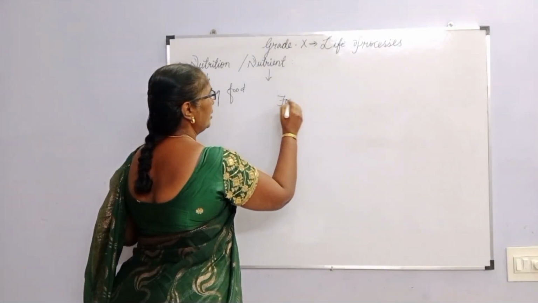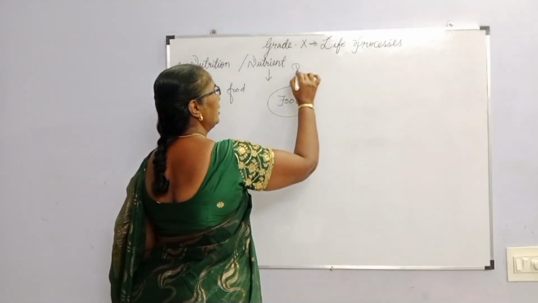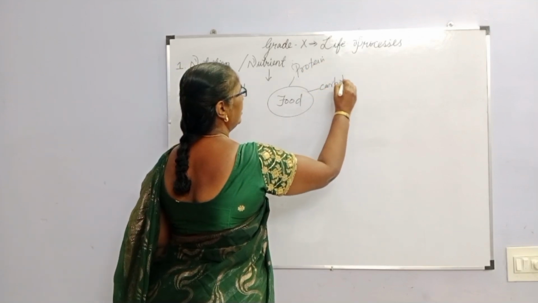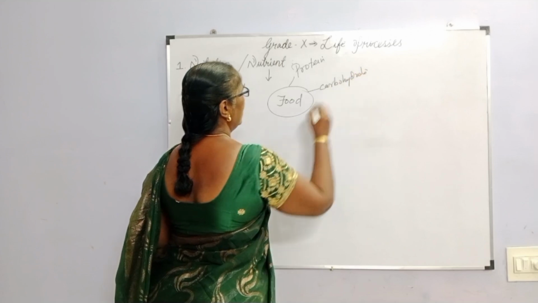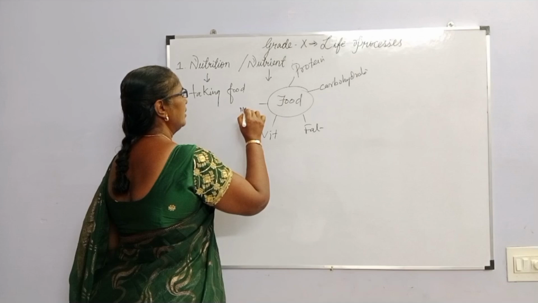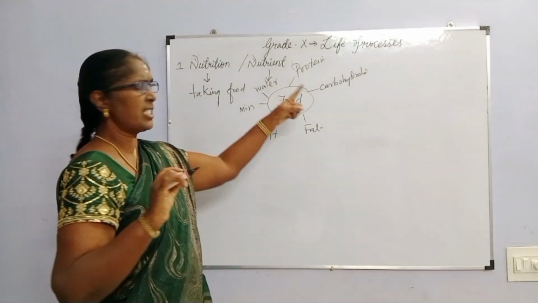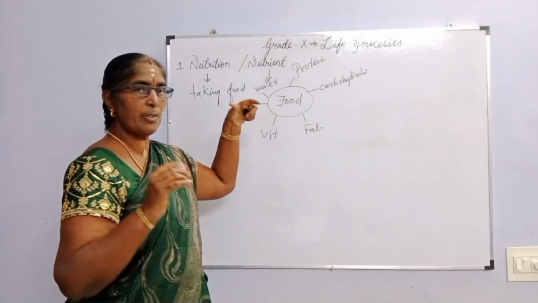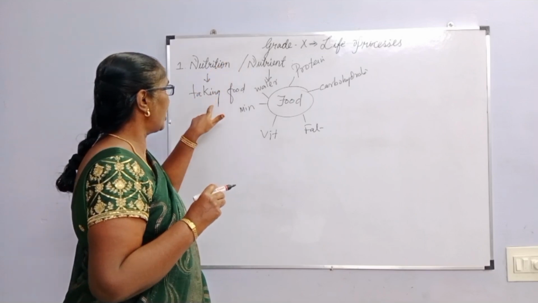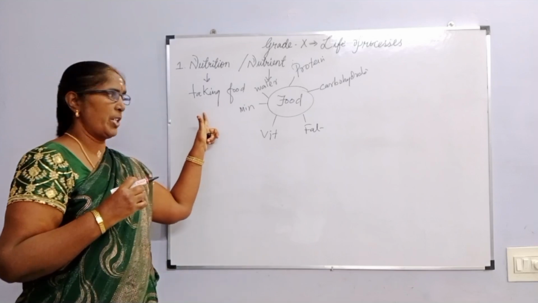The food which gives energy contains what things? Protein, carbohydrate, fat, vitamins, minerals and water. These are the 6 constituents present in the food. These all give energy to our body and are called nutrients. Nutrition means taking food and using it in our body. The way of taking food is called nutrition.